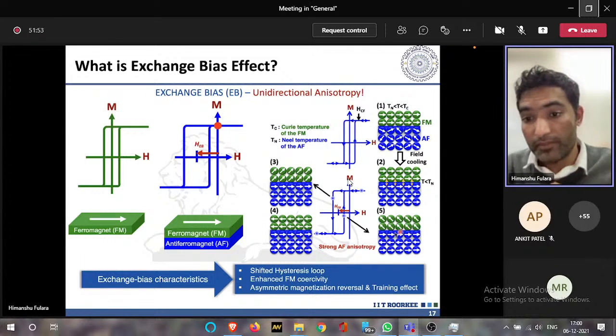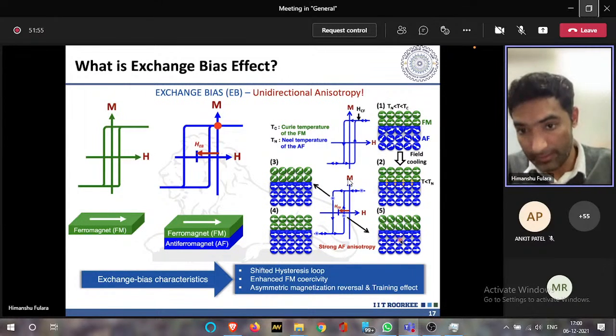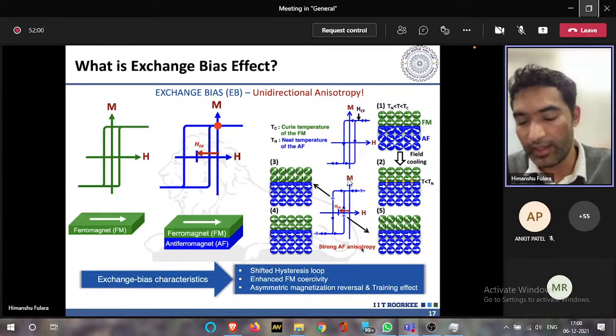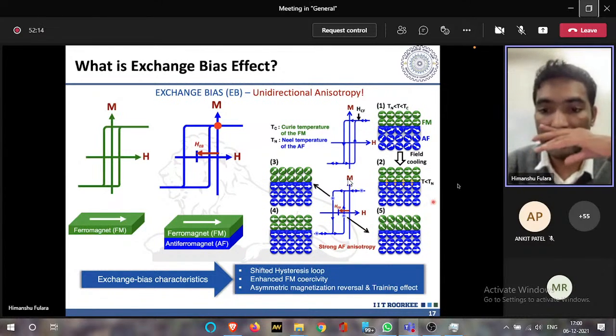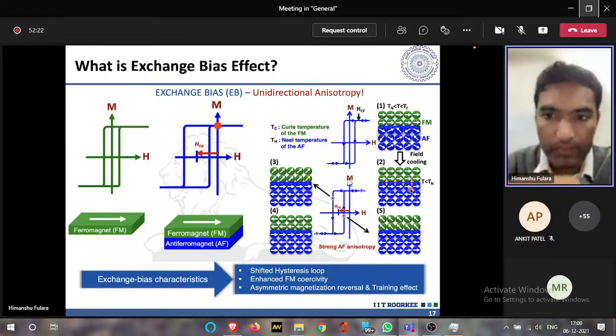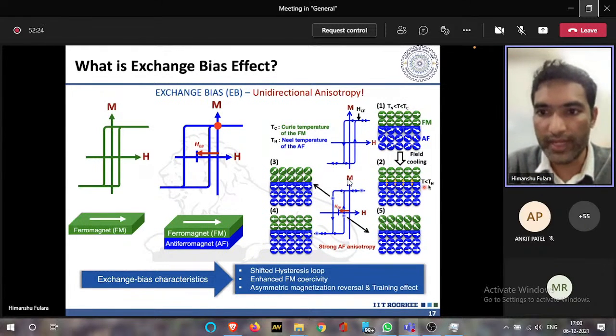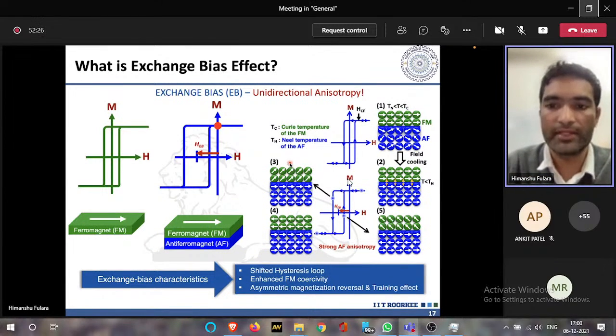Now, I have assumed this for the case of strong antiferromagnetic anisotropy. Strong antiferromagnetic anisotropy means the tendency of the spins to remain fixed at their sublattices, and in some cases this anisotropy can be weak. Then if the anisotropy is very weak, you only observe an increase in the coercivity, because the ferromagnetic spins will try to drag these spins during the first magnetization reversal.